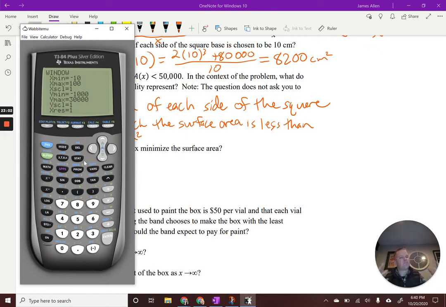All right, so I've got my function plugged in, that nice, beautiful, cleaned up function. I set my window accordingly. Feel free to pause and adjust your window as well if you'd like. Let's head to the graph. Boom. There it is. Wonderful. We wanted to minimize the surface area, so let's go ahead and calculate that minimum.